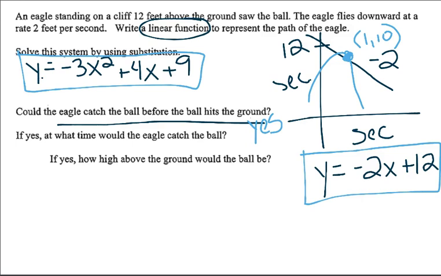So at what time does the eagle catch the ball? Well, my time is seconds. This should be feet. I'm not exactly sure why I put seconds there. So my time, my x, is 1. So after 1 second, the eagle will catch the ball. How high above the ground? Well, that's going to be my y value, which is at 10 feet. So that's what you're looking for in your calculators. You're looking for where the linear equation intersects the quadratic, and you can find it in your table and in your graph, so whichever one works for you.